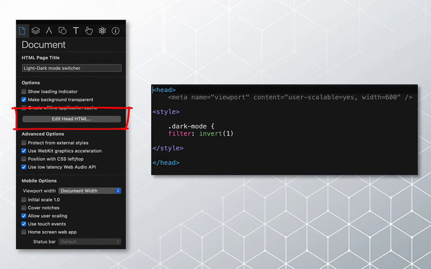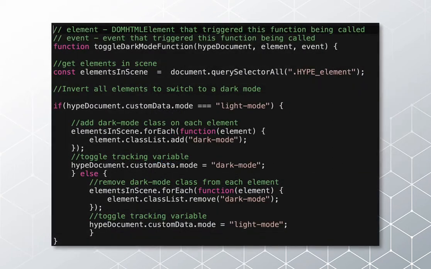Additionally, there's a single JavaScript function that applies or removes this class from all elements in the scene. This function is called toggleDarkMode, and it looks like this. Don't worry too much about the details of this code. I've included a link in the description to the final sample project so that you can examine it in greater detail and potentially adapt it for your own purposes.